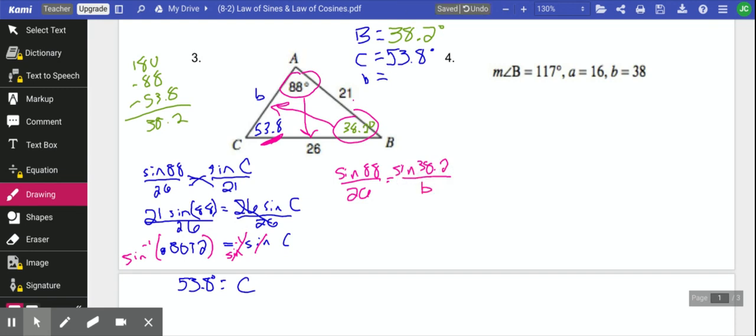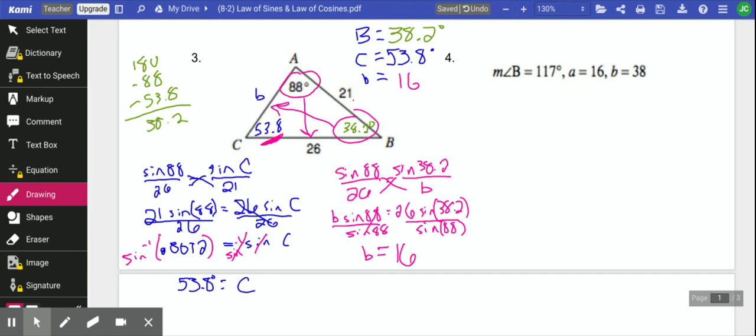All right, we're going to cross multiply. We get B sine of 88 equals 26 sine of 38.2. And to solve for B, we just need to divide by sine of 88. Don't forget to close those parentheses when you put it in the calculator. And we get 16. A little bit more than 16, but that's close enough.